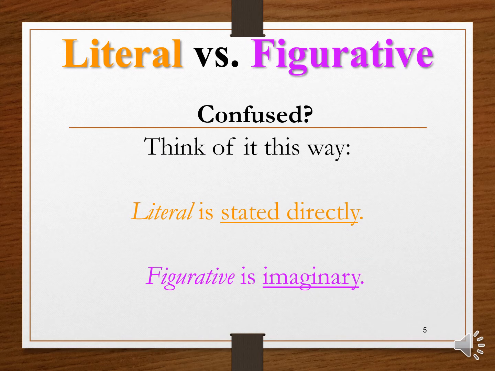Still confused? Think of it this way. Literal is stated directly, but figurative is imaginary. It couldn't actually be happening. Literal would be, I am so hungry, I could eat 5 slices of that pizza. Well, I'm pretty hungry and I actually could. Figurative, though, is imaginary. I'm so hungry I could eat a horse. Not really. Not bones and hair and all. But it's a way to exaggerate what you're saying and to emphasize it. That's where figurative language really comes in. It draws attention to what you're saying and it makes it bigger than it seems. It's hyperbolic. It's exaggerated.